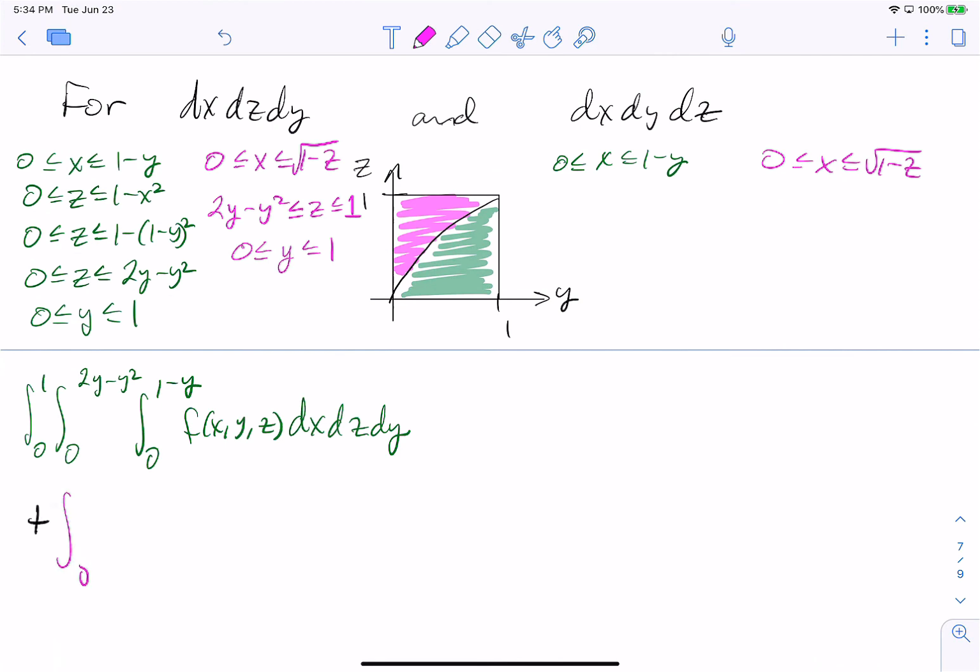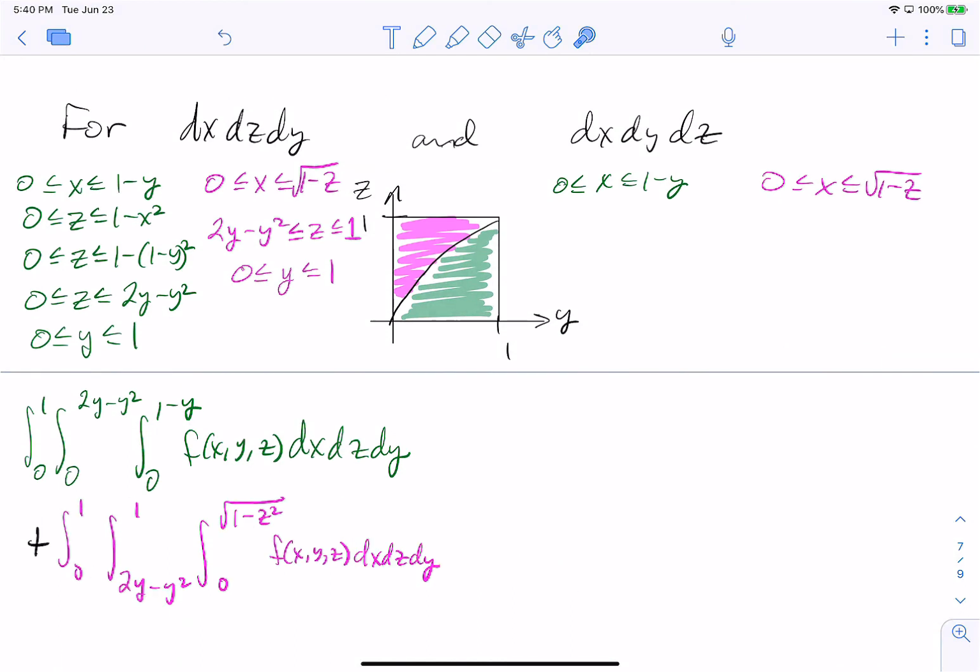The integral from 0 to 1 of the integral from 2y minus y squared to 1 of the integral from 0 to the square root of 1 minus z squared. The integrand is still f of x, y, z, and we use the order dx, dz, dy. Now we turn our attention to the order dx, dy, dz.